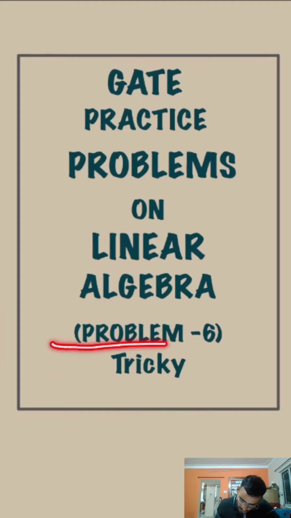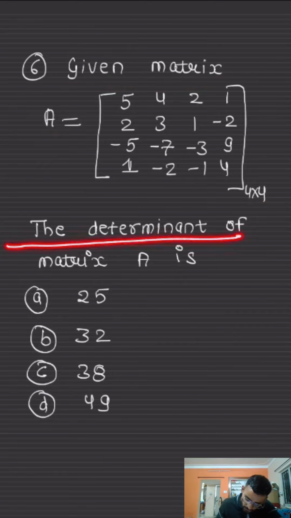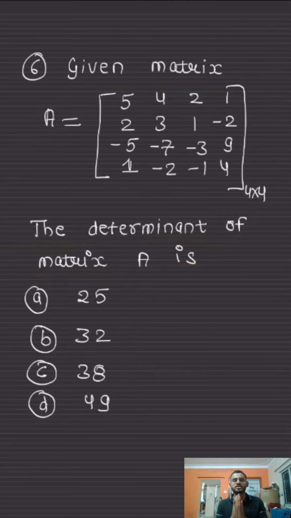This is problem number 6, which is a little tricky problem. So the problem is, given matrix A, which is a 4 cross 4 matrix, we need to find the determinant of matrix A, which is either A, B, C or D. You can pause the video for some time and try to solve the question.